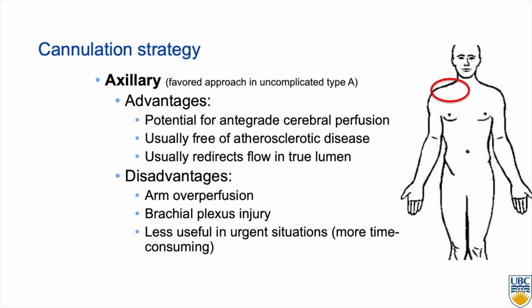It has some disadvantages. There is a risk of arm overperfusion. This artery lies in proximity to the brachial plexus, therefore there can be injury to this structure. It is also less useful in urgent situations as this approach is a little more time consuming compared to a femoral cannulation approach.